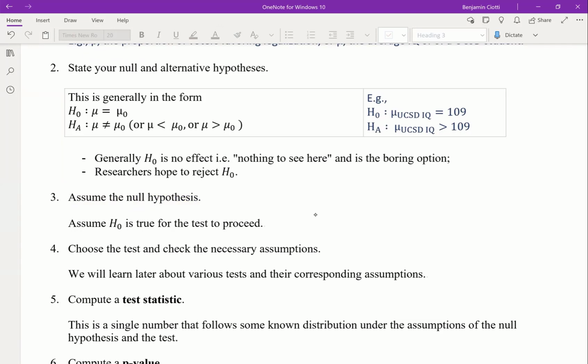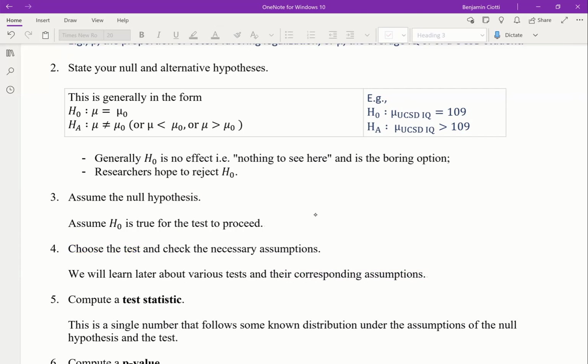So the next step is to choose the test. Now, I'm going to talk later about the various tests. There's a few different ones, such as the one proportion Z test and the one sample T test and so forth. So more on that later. I'm also going to talk about the corresponding assumptions that go with the tests.